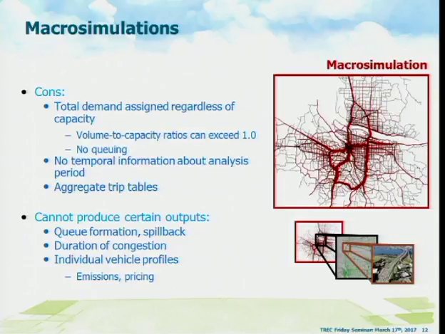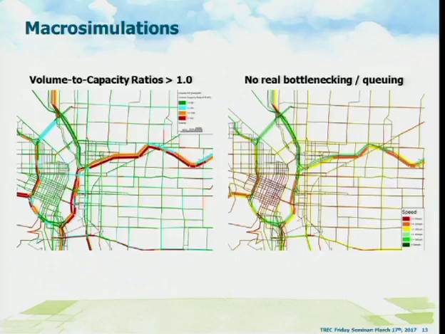And so you're not picking up these nuances that help us figure out what's going on with our system. You can't pick up queue formation. You can't pick up bottlenecks that might be occurring and propagating upstream on a highway. You can't measure the duration of congestion, and you can't track individual vehicle profiles. So you can't look at the impacts of policies like pricing.